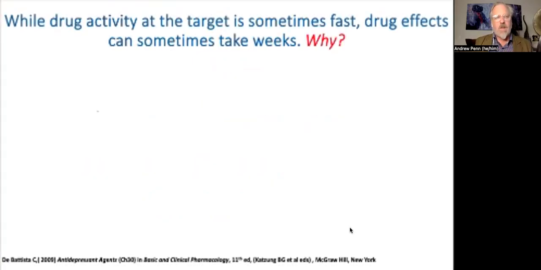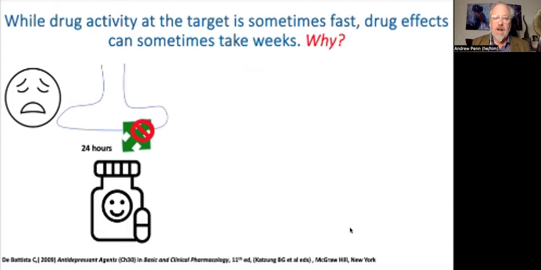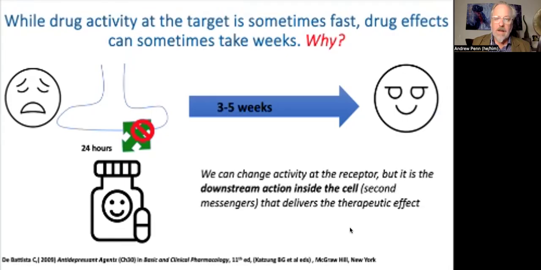I know, for example, that if I take an SSRI, within 24 hours, I am slowing down the activity of that serotonin transporter. Why is it that it takes many weeks for me to feel better? Okay, so that happens within 24 hours. So why would that be? The short answer is that while we are changing activity on the outside of the cell, we're influencing activity on the inside of the cell, and that process can take quite a bit of time.